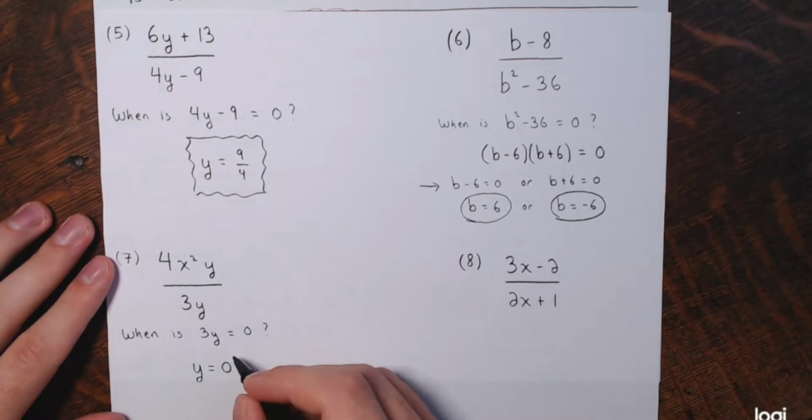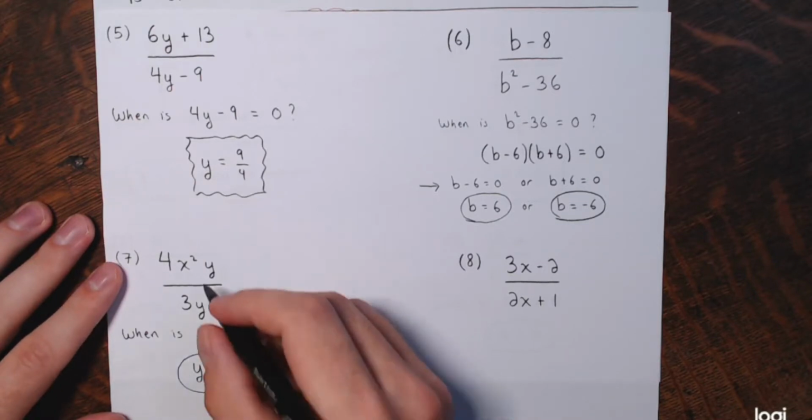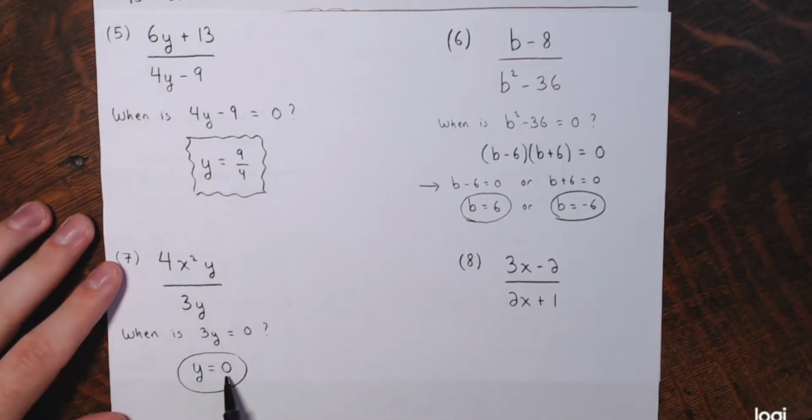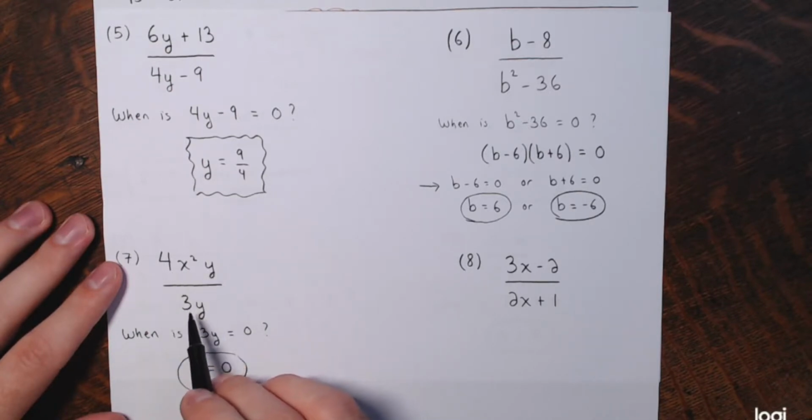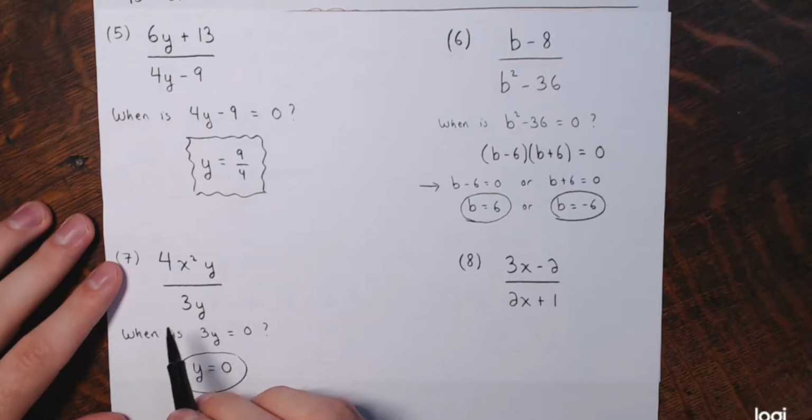This value will make this expression undefined, right? If I plugged in 0 for y, the numerator would be 0, that's okay, but the denominator would also be 0, and that's bad, right? That's undefined.